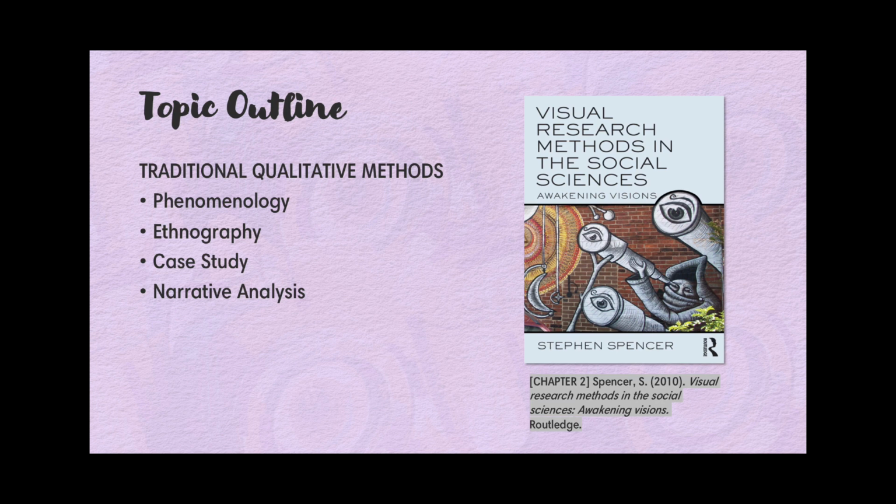The four traditional qualitative methods that we'll be talking about in this lecture are phenomenology, ethnography, case study, and narrative analysis. The basis for this is the second chapter of Spencer's book on visual research methods in the social sciences.